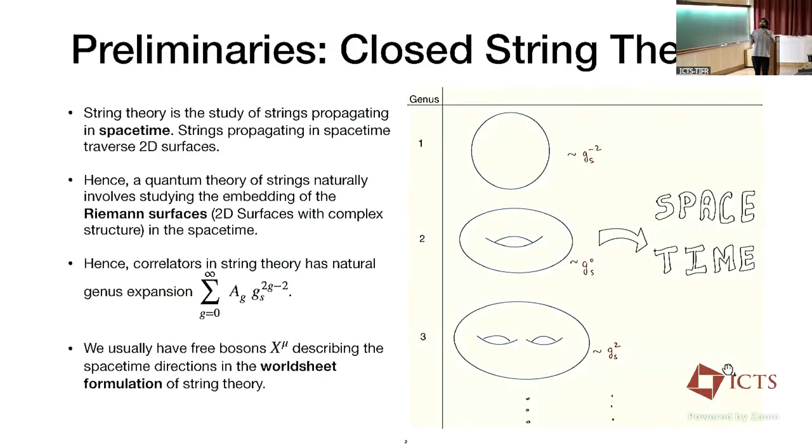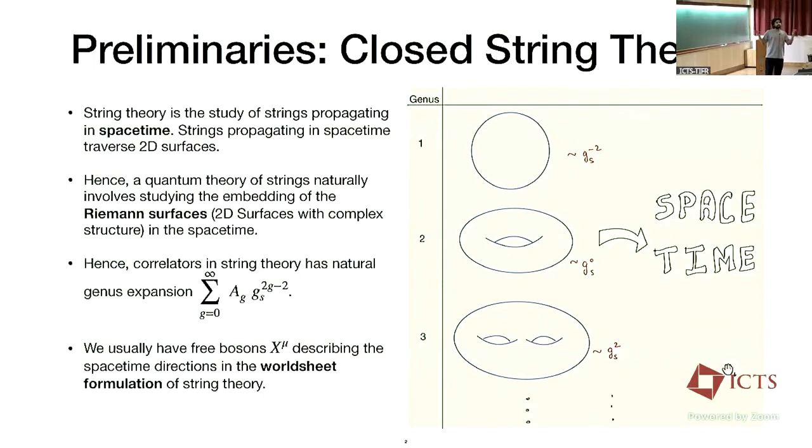So let's cover some preliminaries. String theory, as you all know, is the study of strings propagating in a space-time. And as you probably already know through pop science, strings propagating in a space-time traverse 2D surfaces. Hence, the quantum theory of strings naturally involves studying the embedding of these 2D surfaces, which are Riemann surfaces in a particular formulation called the world sheet formulation of string theory. So it involves studying the embedding of such surfaces in the space-time.